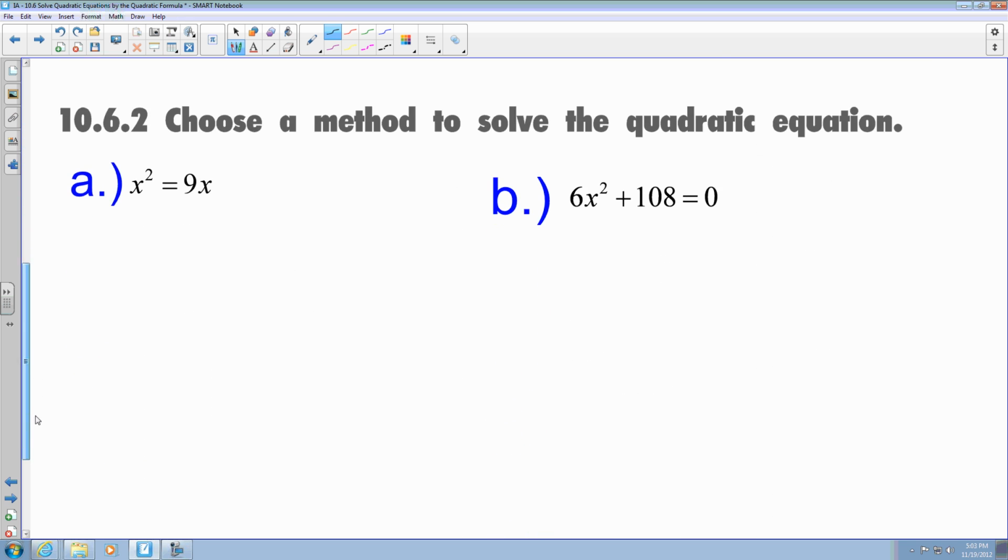So looking down here, they want you to choose a method to solve the quadratic equation. Since I'm the one solving it, let's look at A. I'm going to look at it right off the bat. I want to make it equal to 0. So I'm going to add 9x to both sides.